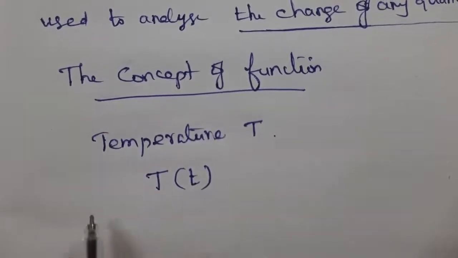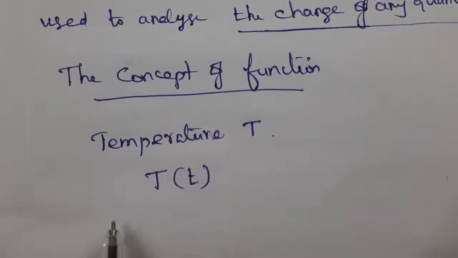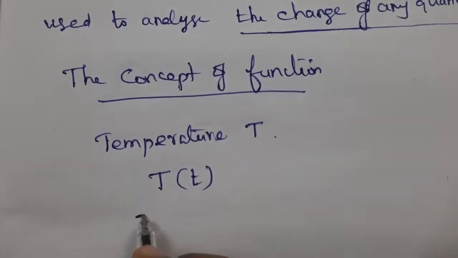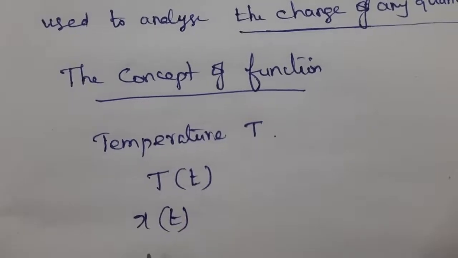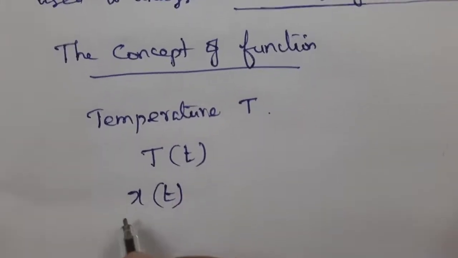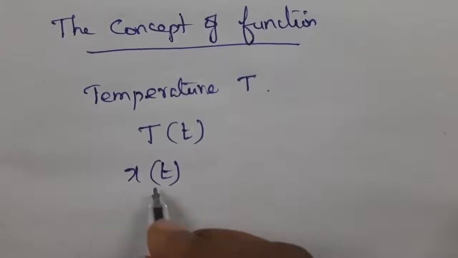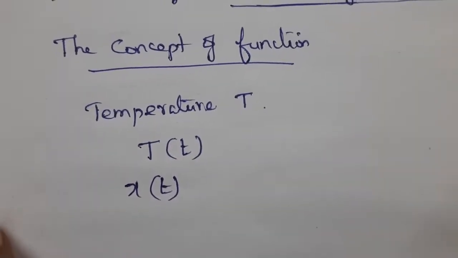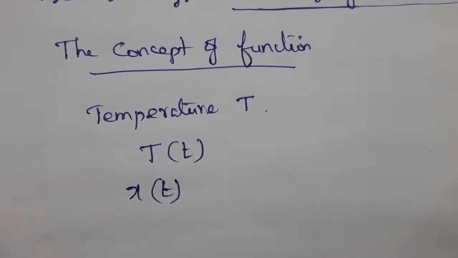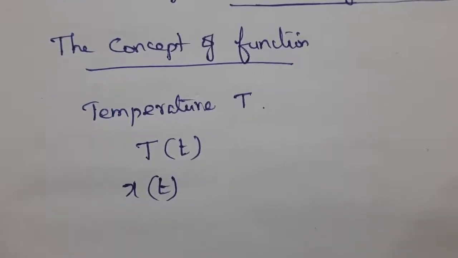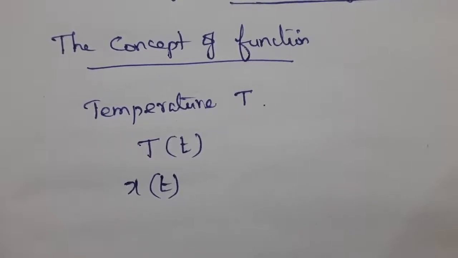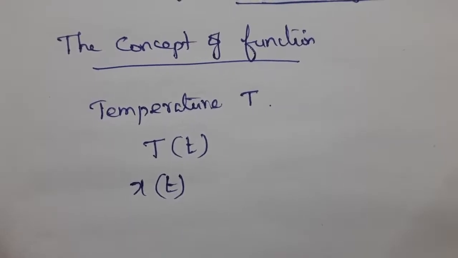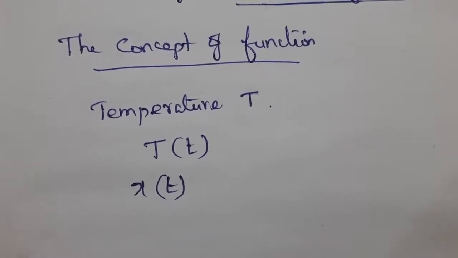Similarly, when a particle or an object is moving along the x direction, its position can be represented by x of t. This is called x as a function of time. Once a physical quantity is represented by a function, we can study the variation of the function over time.